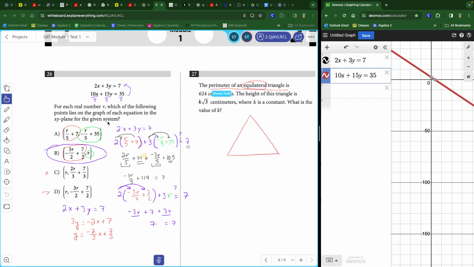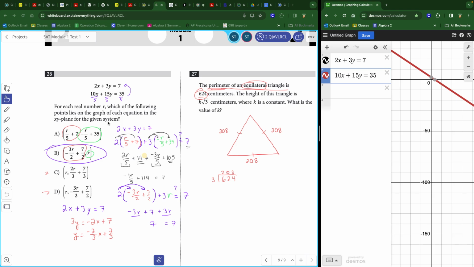The triangle has a perimeter of 624, which is the sum of its sides. All the sides are equal, so it's equilateral. There are three sides, so I'm going to divide 624 by 3. That gives 208, so each side is 208 centimeters long. They all add up now to that 624.